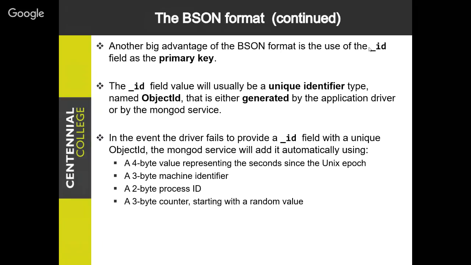So the way it works is 4 bytes represent the seconds since the Unix epoch, right? Which is the beginning of time for Unix, probably 1976, if I'm not wrong. And then we have a 3-byte machine identifier, which is like, okay, what machine am I using this on? And a 2-byte process ID for that particular process that you're setting up, and a 3-byte counter starting with a random value. So it's a hash that gets generated based on a formula, a heuristic, if you will. Okay, so that's kind of interesting.